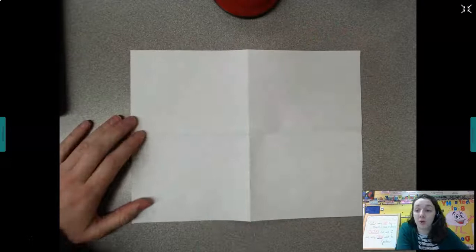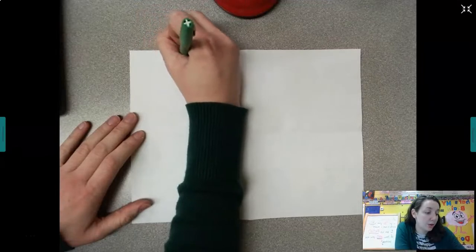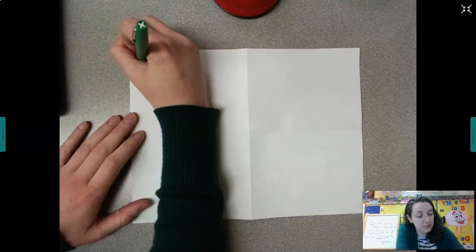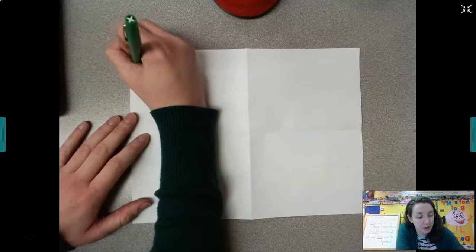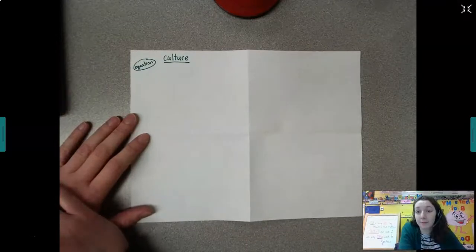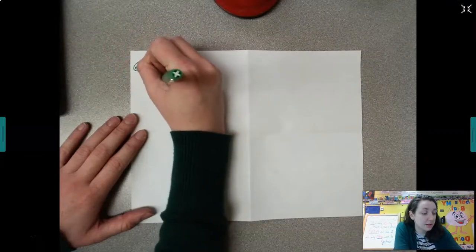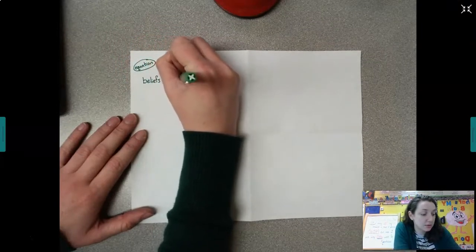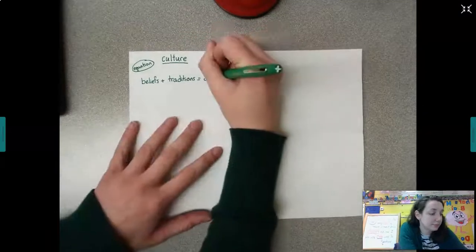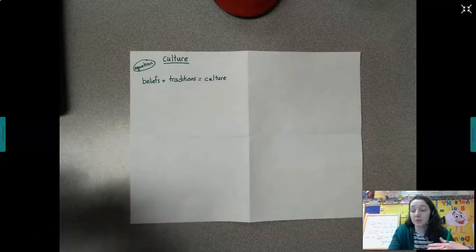All right. So with our triggers, remember we often use different kinds of triggers for each word. We're going to start just in order, with our word culture. With culture, we're going to use our equation trigger, which I always like to label so we remember what we're using. That's where you say something plus something else equals our vocabulary word. So we could say that someone's beliefs plus their traditions equals culture. Right? If you have beliefs and traditions, together that equals someone's culture.